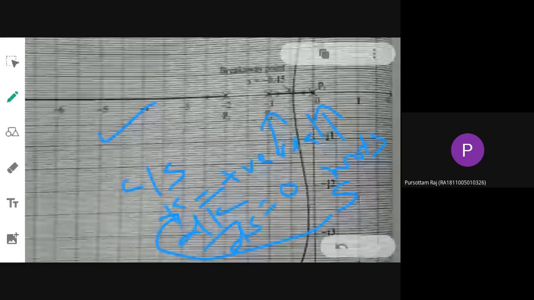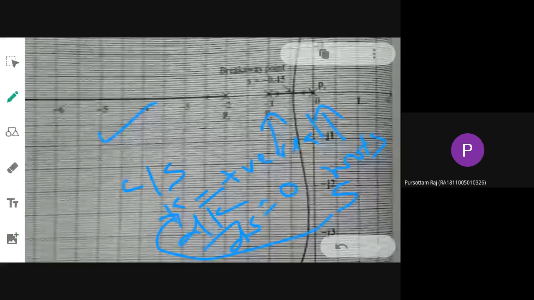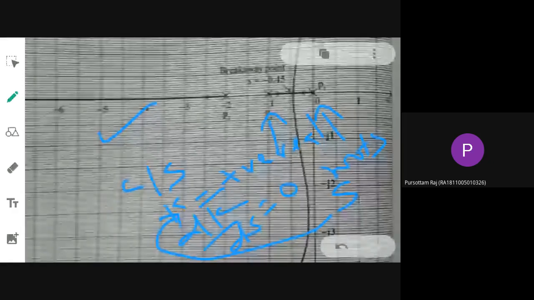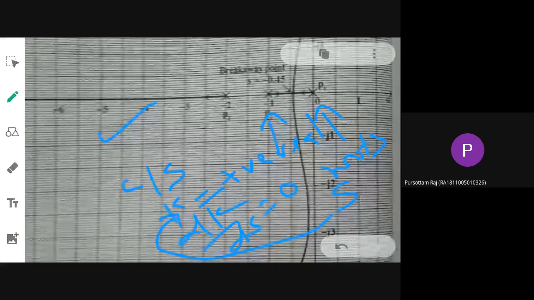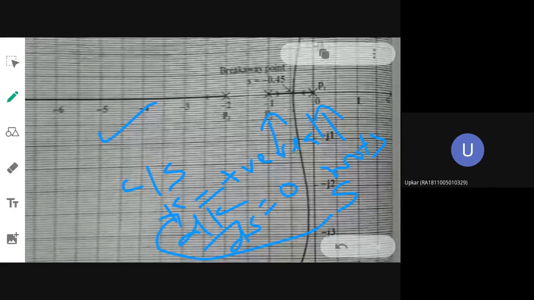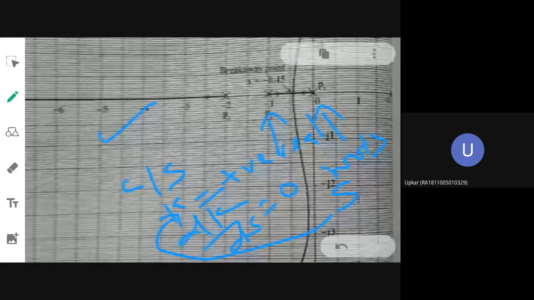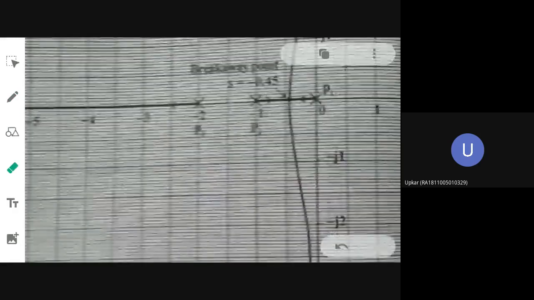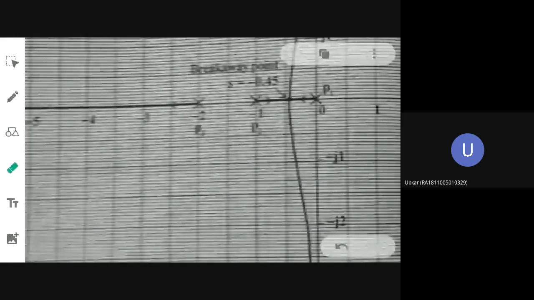Already it is there in the graph sheet also. What is the breakaway point that you are having by this? Come on, that is displayed in the graph, no? If you solve this way, the breakaway point is minus 0.45. Okay, this point. Let me zoom in a little bit.